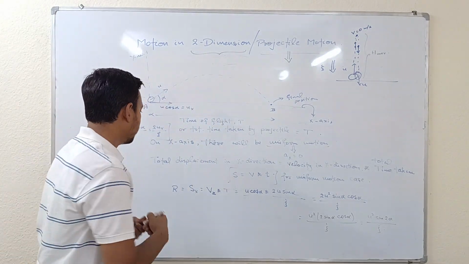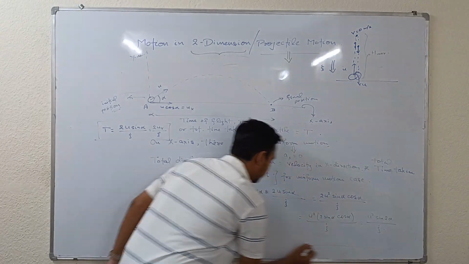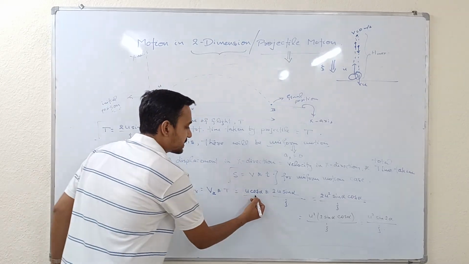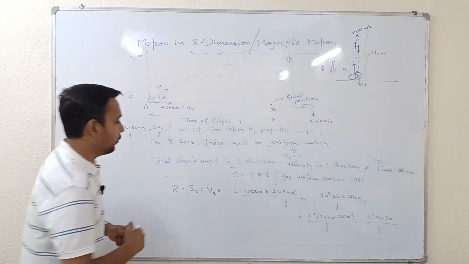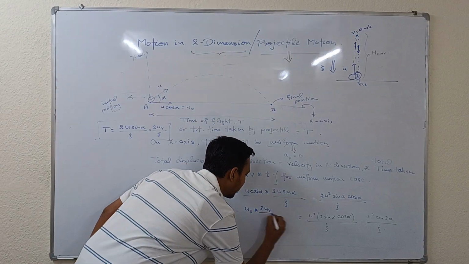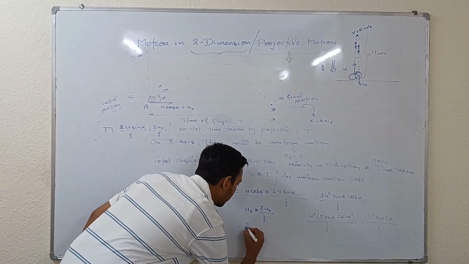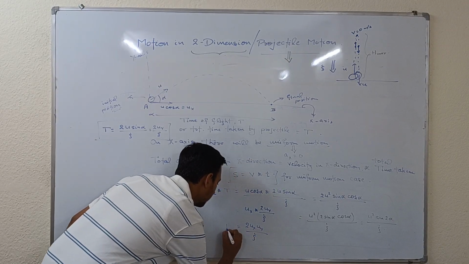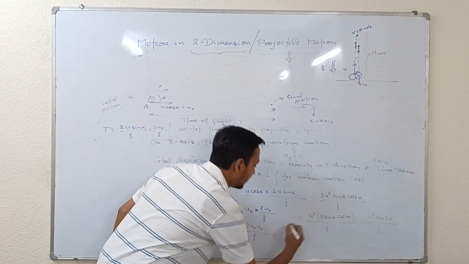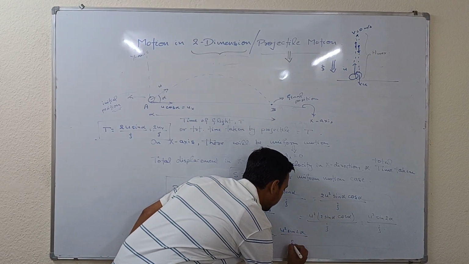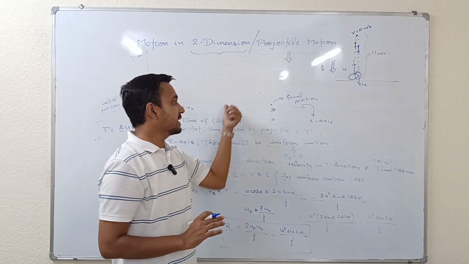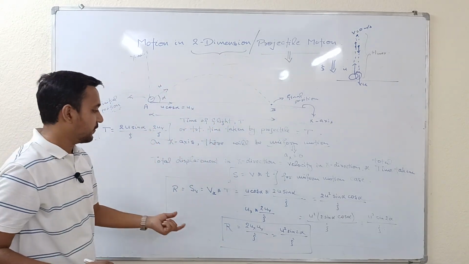Okay, so this is the case. The formula of range is u square sine 2 alpha by g. Or I can also write it in this form: u cos alpha, that is ux, times 2u sine alpha, or 2uy, divided by g. So the range formula is 2ux uy by g, or u square sine 2 alpha by g. So we have derived the formulas of all three things: h max, time of flight, and range, right?